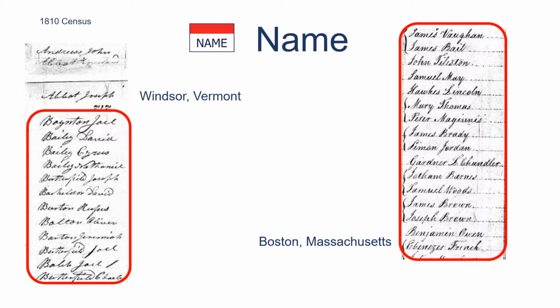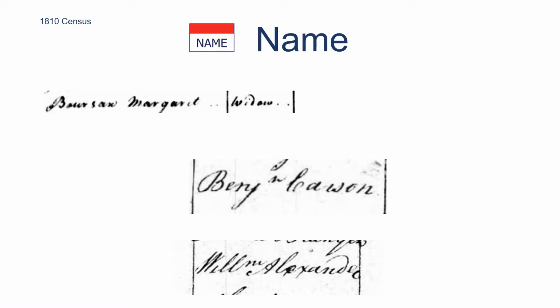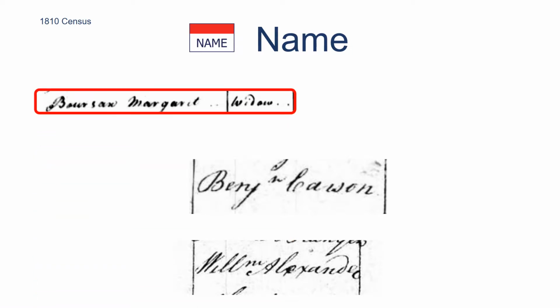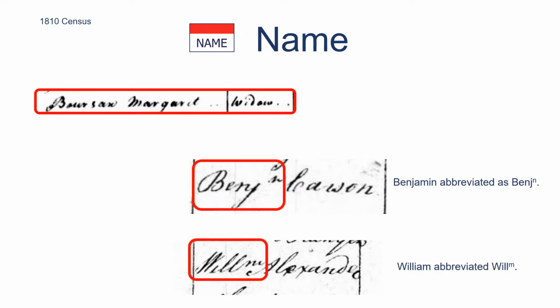Above is a page from Boston, Massachusetts. Sometimes women were listed. Usually it was because they were widows and became the head of the household. Many census takers abbreviated names. Benjamin abbreviated B-E-N-J with a small n. William abbreviated W-I-L-L with a small m.